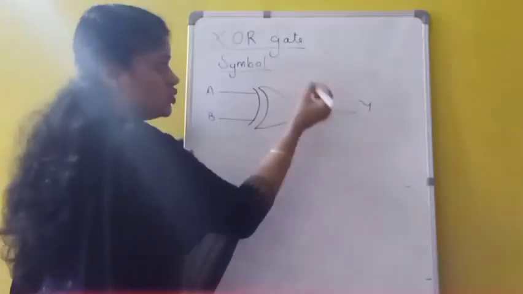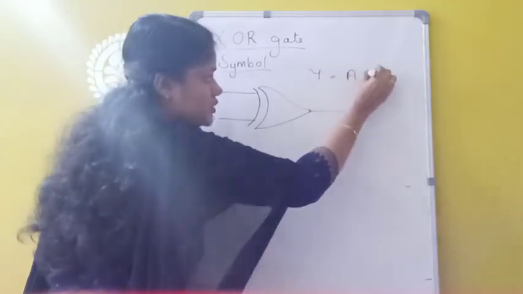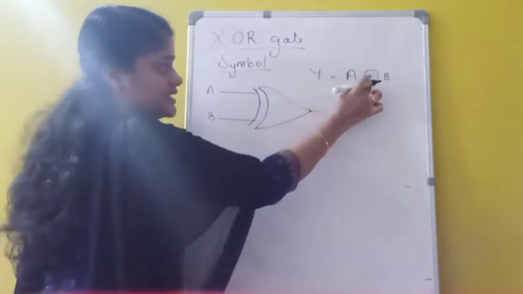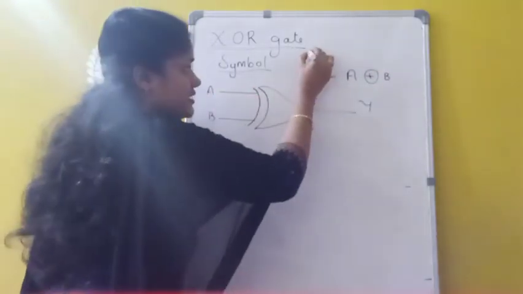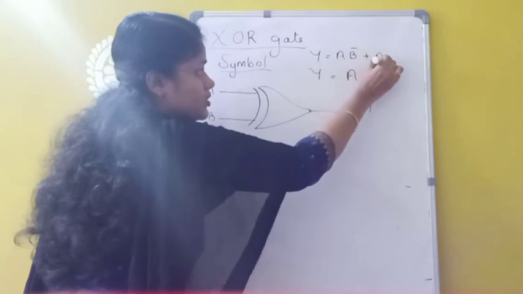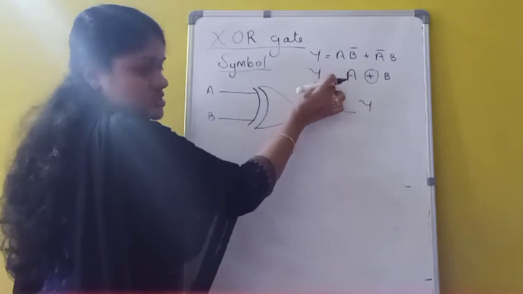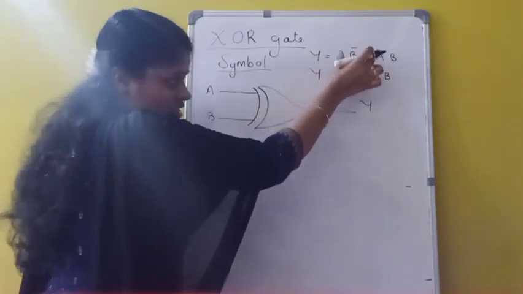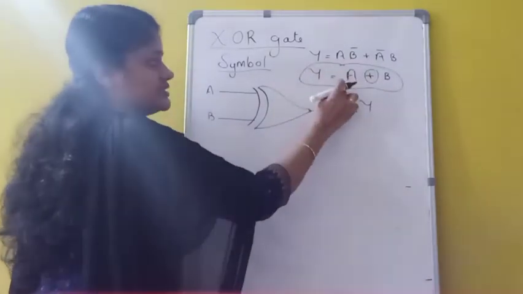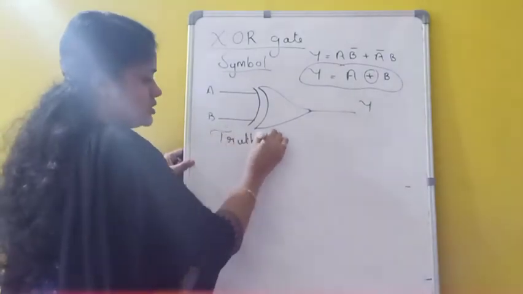And this Boolean expression is given by Y equals A exclusive OR B. XOR gate symbol. A exclusive OR B. Y equals A exclusive OR B. Or we can write it like this also: Y equals A B complement plus A complement B. When you are doing this, you will be getting the answers. So put each input in this Boolean expression and you can get the outputs. So this is actually the Boolean expression. Y equals A exclusive OR B. Now we can write the truth table for XOR. Truth table.